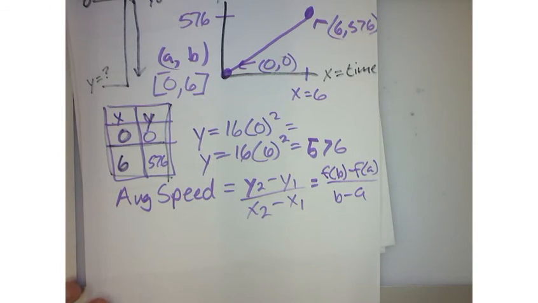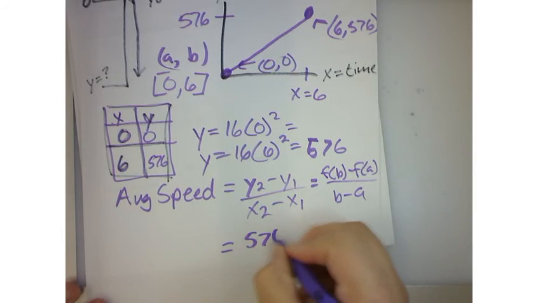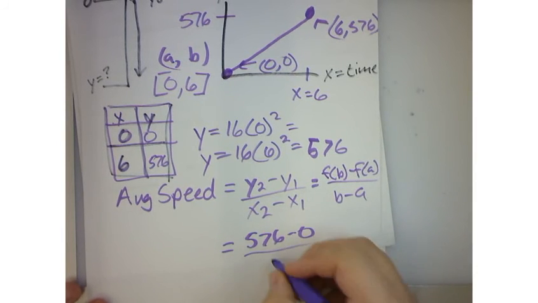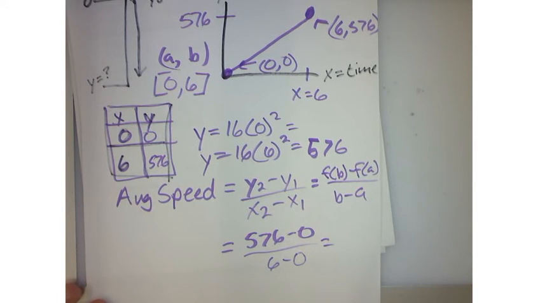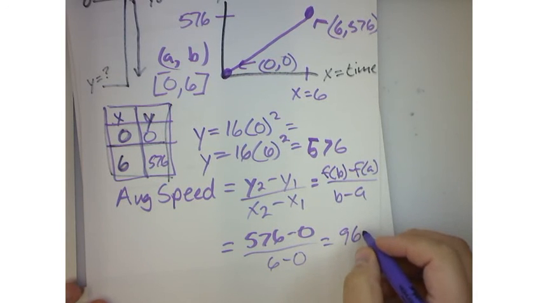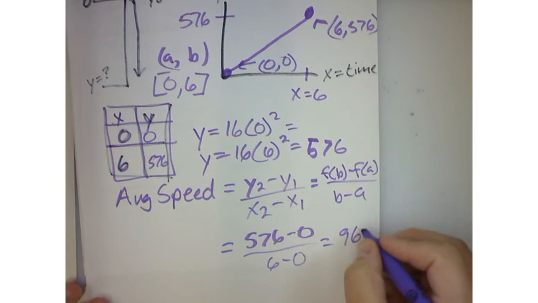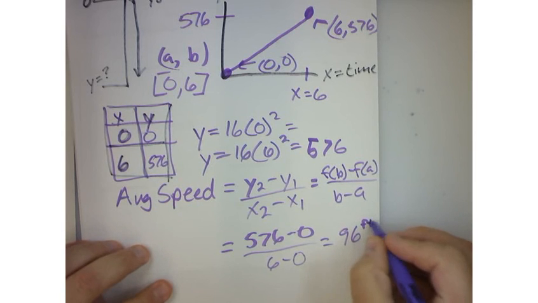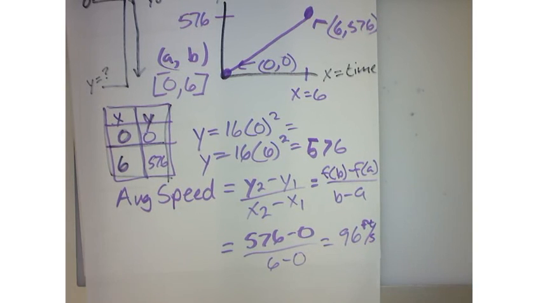So now the only thing I need to do is plug in the numbers. Well, I've got 576 minus 0 all over 6 minus 0. So what's 576 divided by 6? 96. So it's 96, I think it's feet per second, right? And that's the answer.